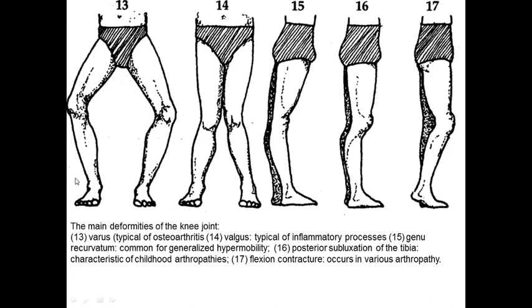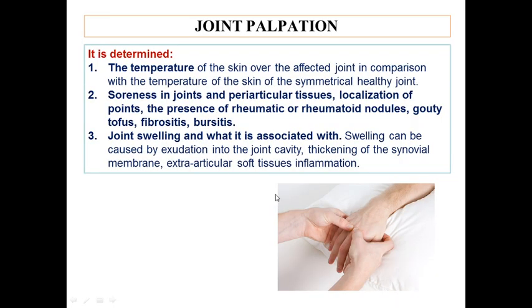For example, the first type of deformity belongs to osteoarthritis, and the second type mostly belongs to, and is typical for, inflammatory processes like arthritis. For example, when your patient has hypermobility, it will be the third picture, and so on.